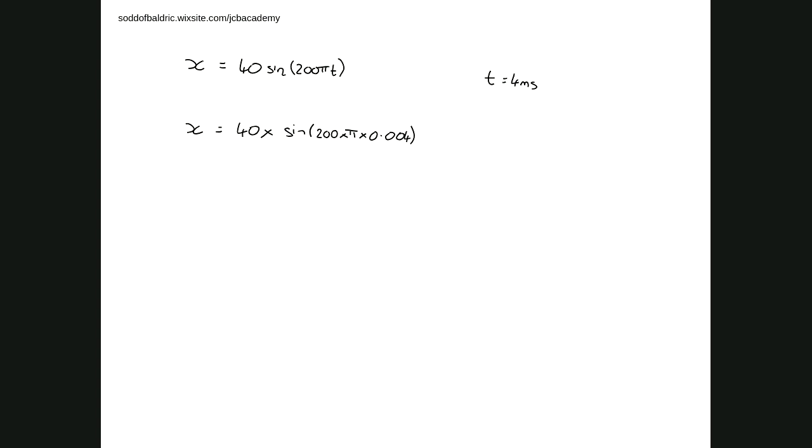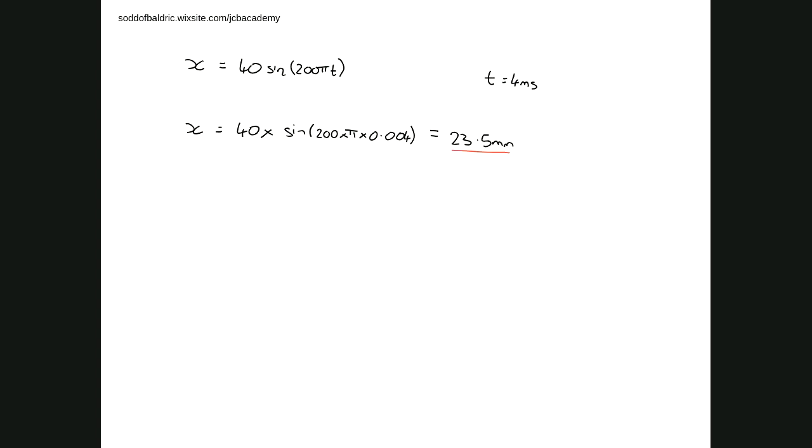And if you type that in your calculator, if you are in radians mode, you will get 23.5 millimeters, which is what we were hoping to get when we looked at the graph just a few seconds ago. So I'm happy with that. When I'm happy with that, I underline my answer. So that's our displacement.